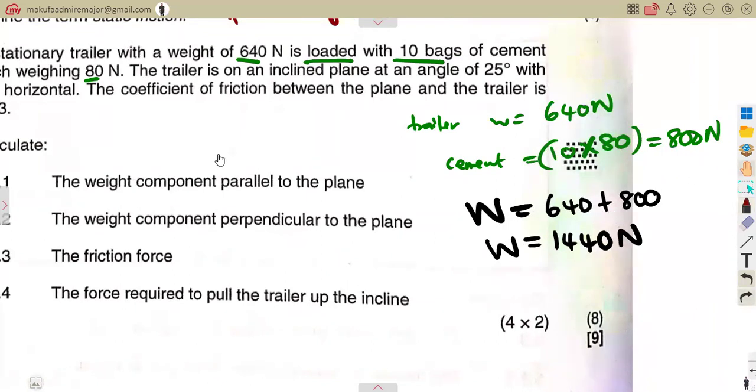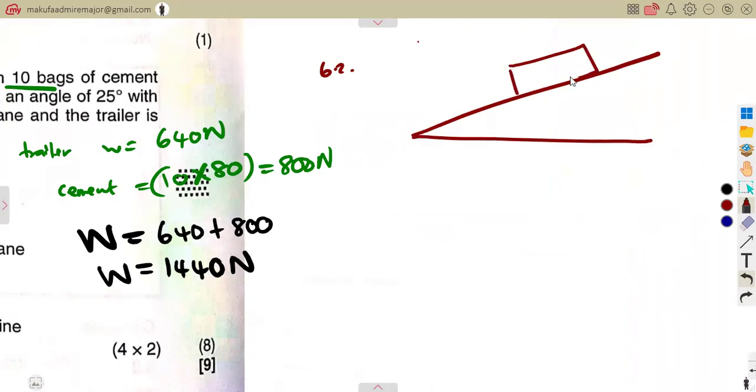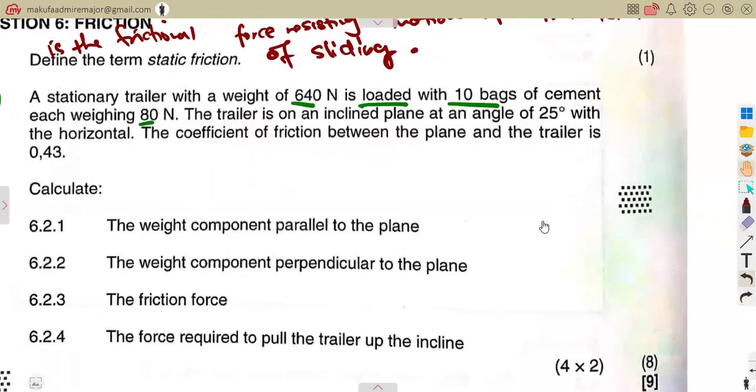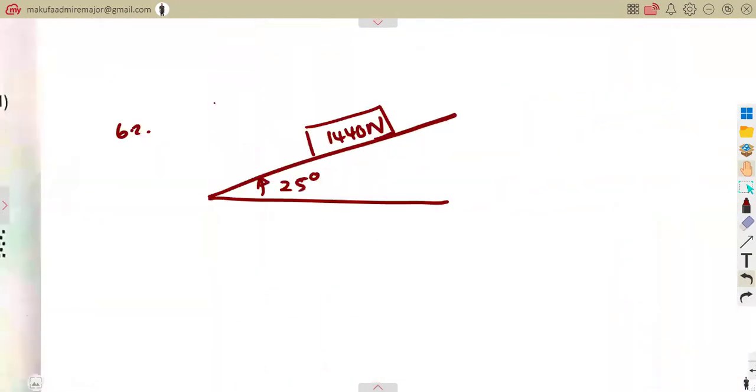They are saying this trailer is on an inclined plane at an angle of 25 degrees. All right, so guys, this is what you are considering. This is on an incline. So we've got something like this, 1,440 Newton. Remember, we have to add everything to obtain this total weight that you're given here. So it is inclined at an angle of 25 degrees, which is our theta, to the horizontal, and the coefficient of friction is 0.43.